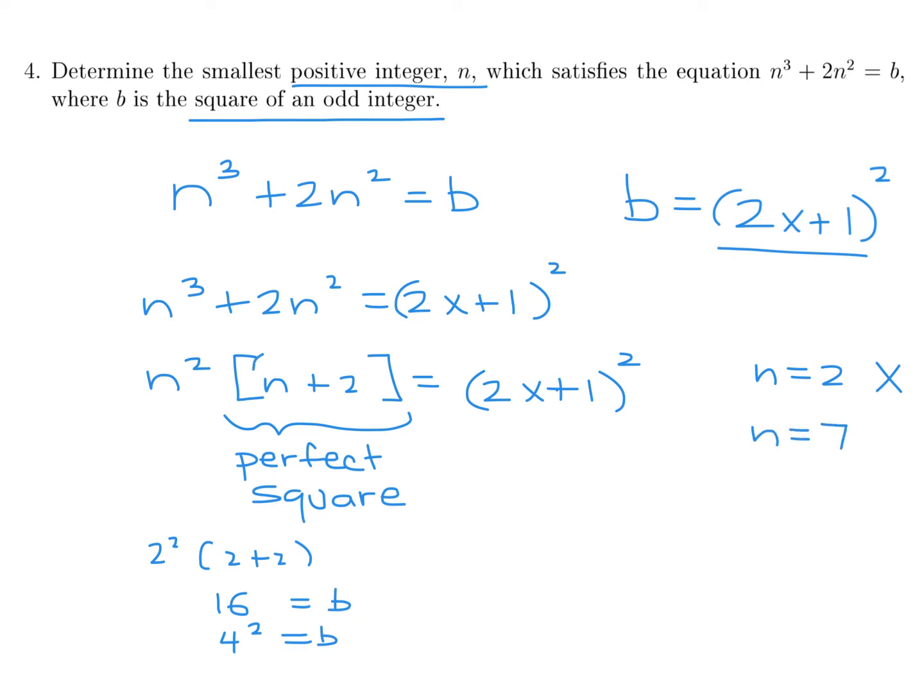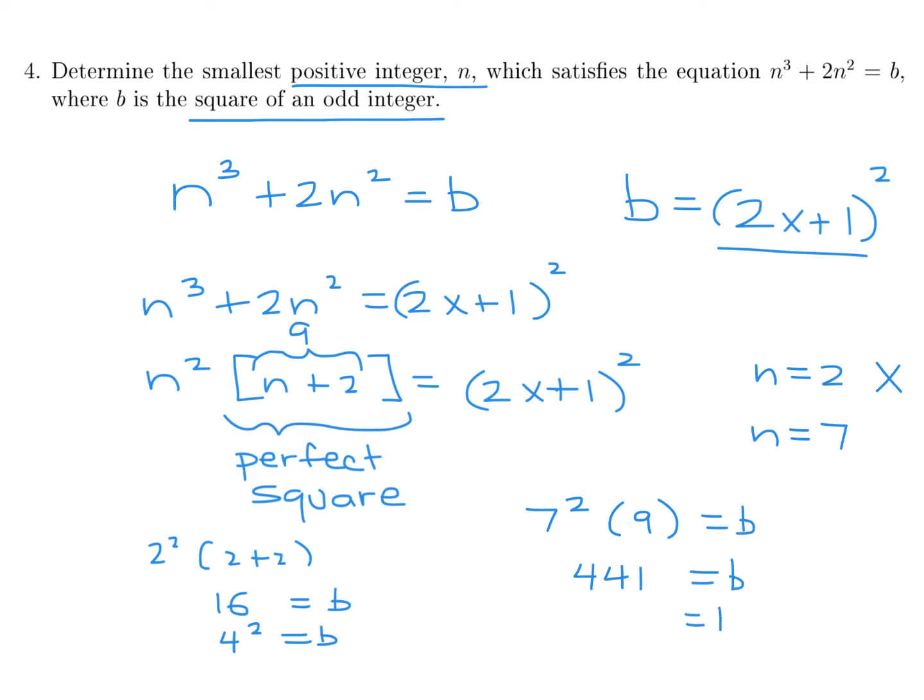Okay, the next perfect square that we can create is when n is equal to 7. When n is equal to 7, then n plus 2 becomes 9, correct? So let's see what happens with our b this time. If n is 7, this is 7 squared times 9, and that is equal to 49 times 9, which is 441, and that is my b.